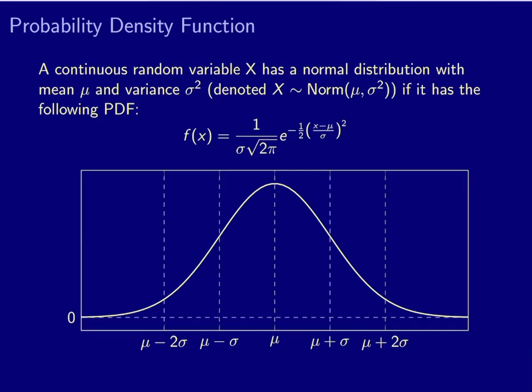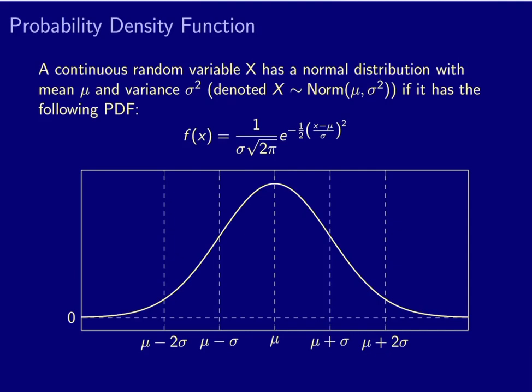Today we'll just be taking a look at the normal distribution and some of its special properties. So we say a continuous random variable x has a normal distribution with mean mu and variance sigma squared if its PDF is given by this equation here, where f of x equals 1 over sigma root 2 pi times e to the negative 1/2 times (x minus mu over sigma) squared, right?